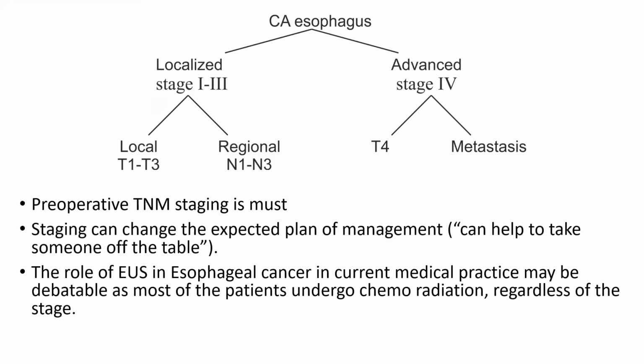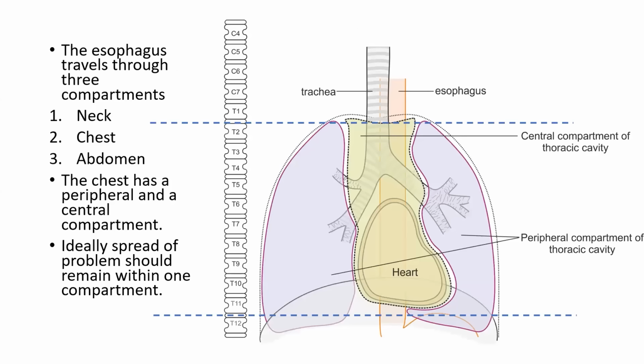The problem is today, there is a lot of chemoradiation going on and people are not relying so much on EUS staging or whatever. They just do the chemoradiation first and then they may talk of restaging. However, my job is to tell the role of EUS in esophageal cancer.